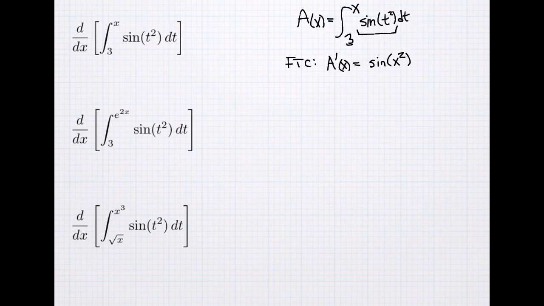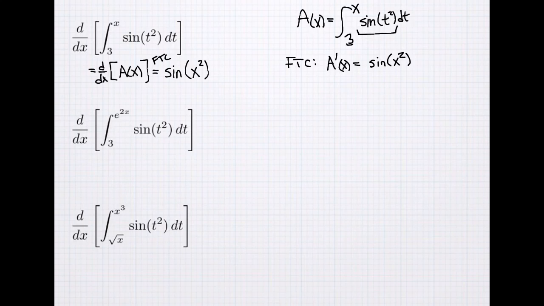If I take a derivative of this integral, I'm taking a derivative of that accumulation function of x. Because that's exactly what a of x does. It does the integral from 3 to x. And so its derivative is the sine of x squared. So that's by the fundamental theorem of calculus.